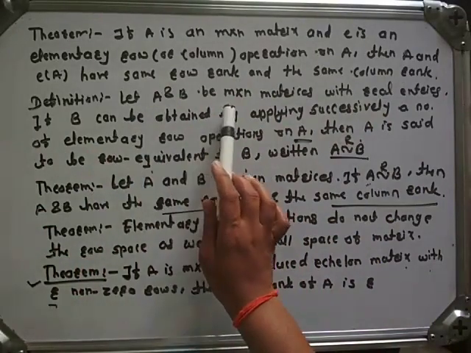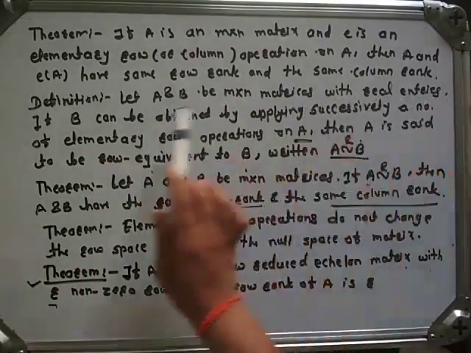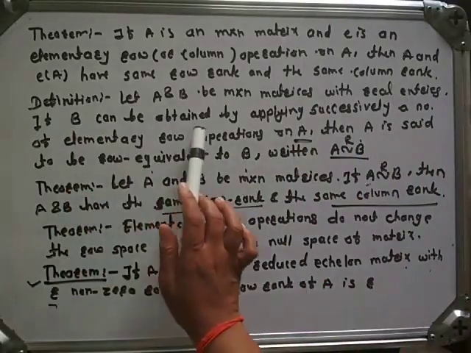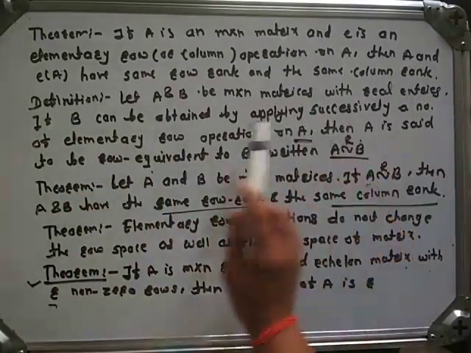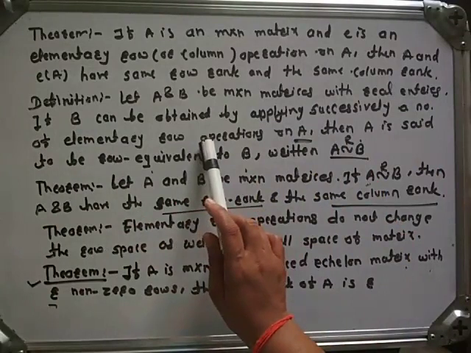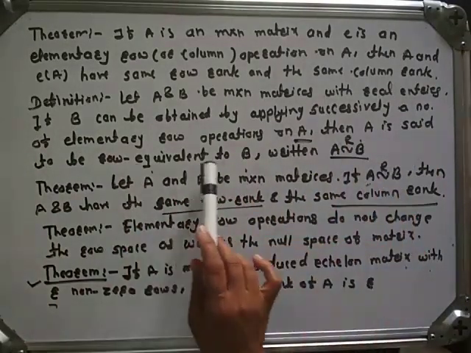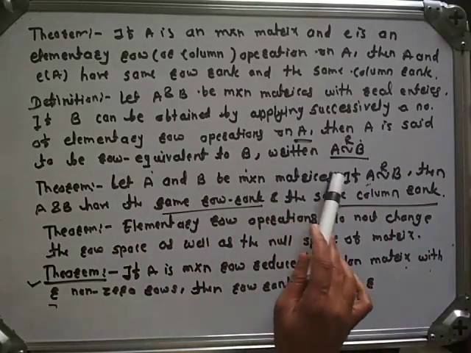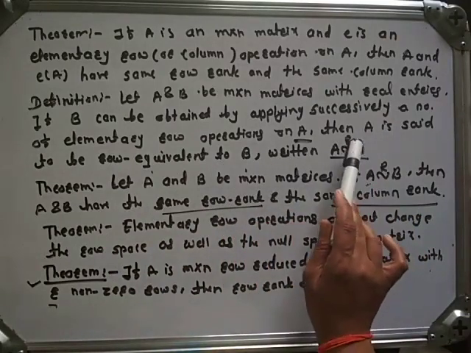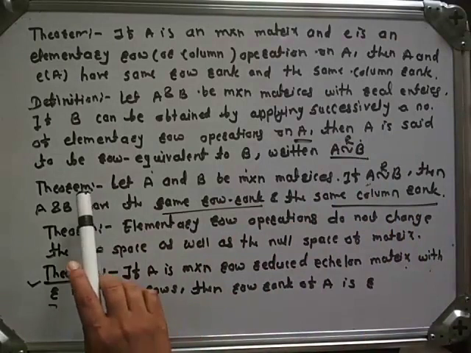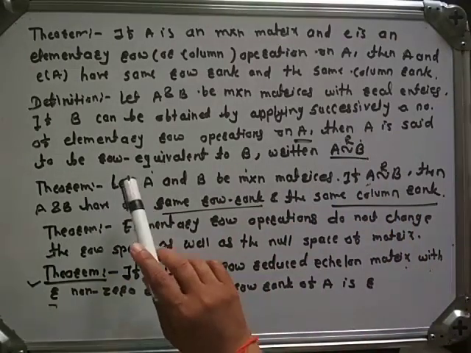Let A and B be m by n matrices with real entries. If B can be obtained by applying successively a number of elementary row operations on A, then we say that A is row equivalent to B, and it is written as A is equivalent to B, with R below. Let us see the next theorem.